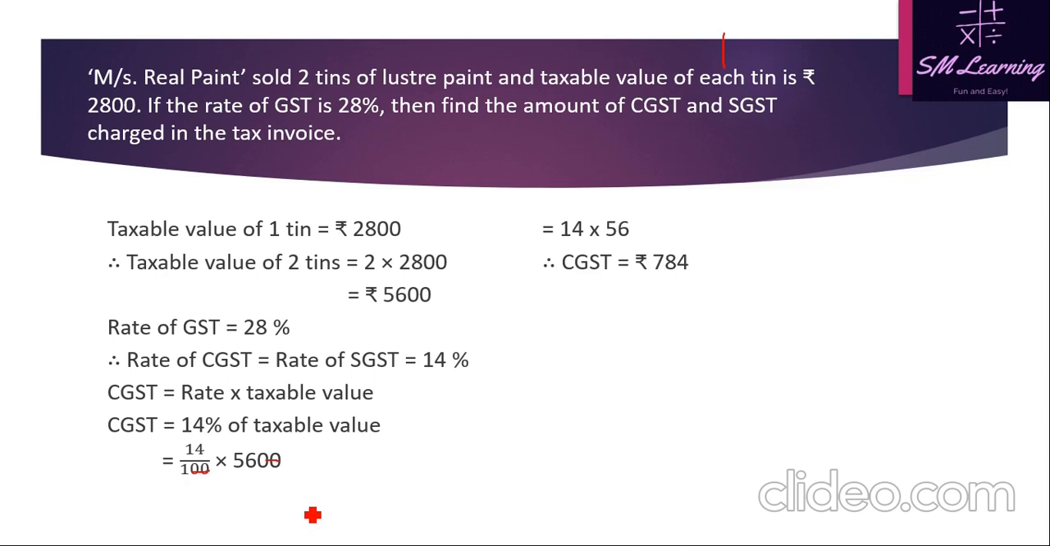So CGST is 784. So what would be the value of SGST? It would be the same, because CGST and SGST always remain the same. So the value of SGST and CGST is rupees 784. I hope this is clear to everyone. I'm moving on to the next sum.